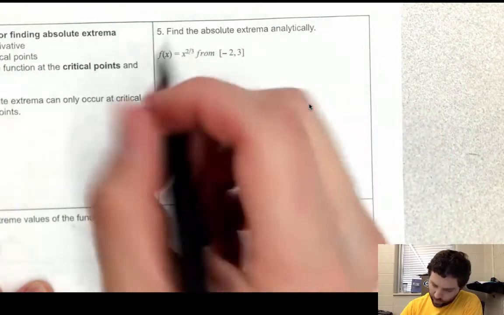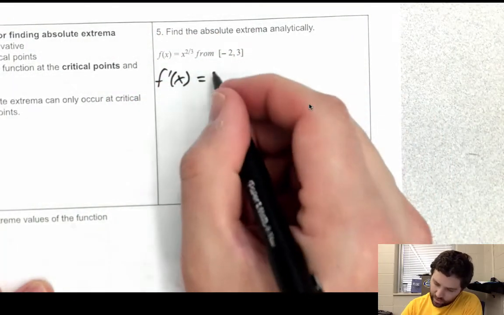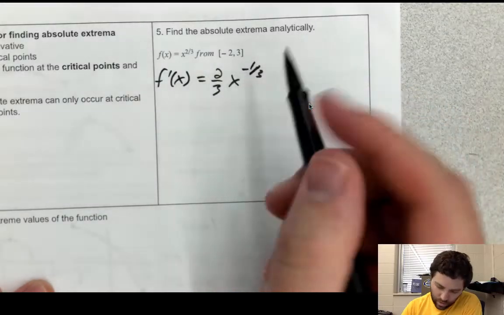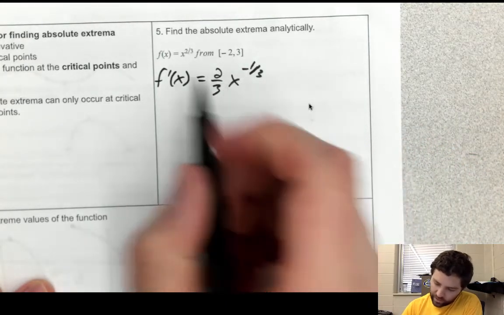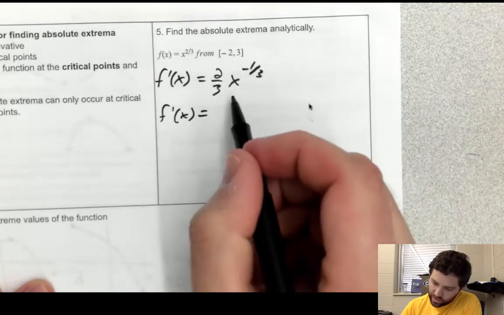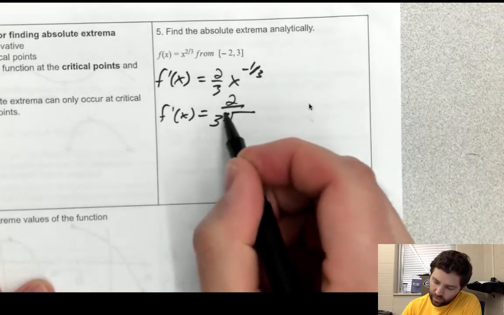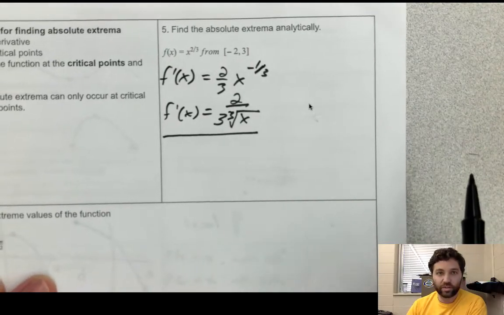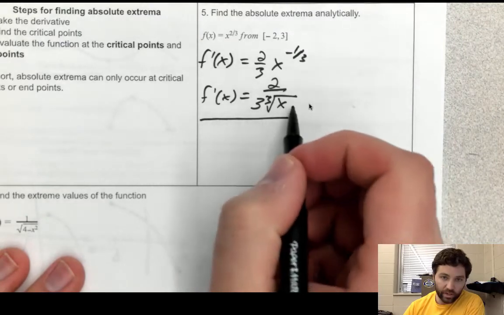We're going to find the derivative first. So f prime of x, for x to the 2/3, is going to be 2/3 x to the negative 1/3. And then I am going to write this in root notation just so it's a little easier to analyze. So this ends up being 2 over 3 times the cube root of x. Now we're going to search for critical points. Critical points occur whenever the derivative is 0 or fails to exist. It is never 0, but it does fail to exist at 0.